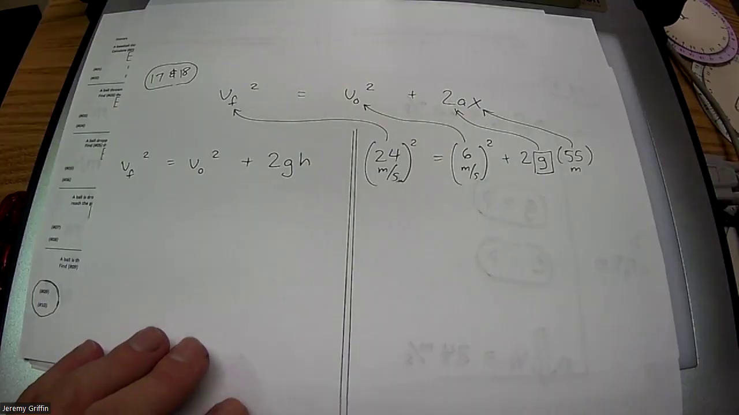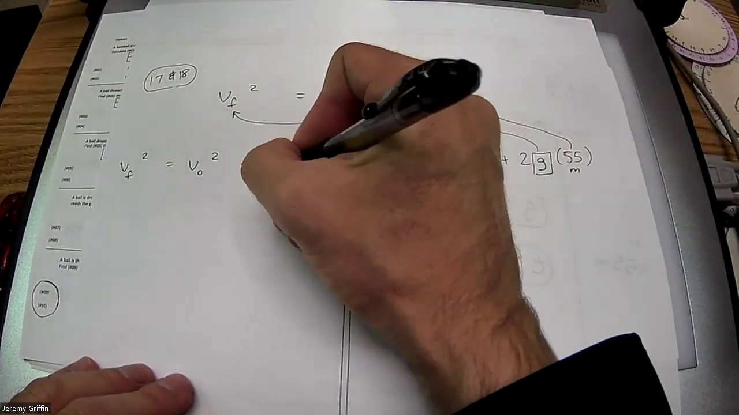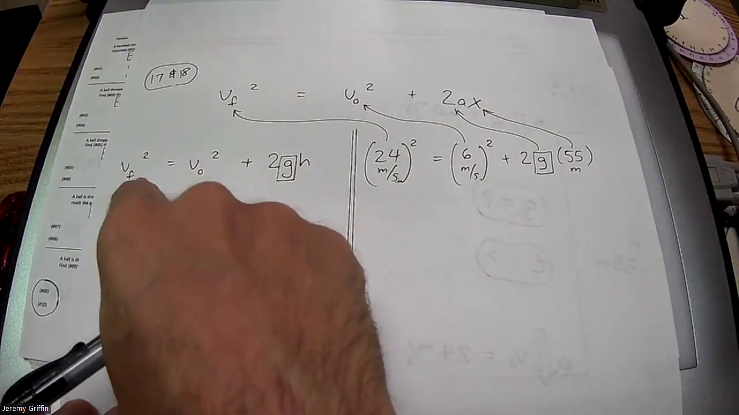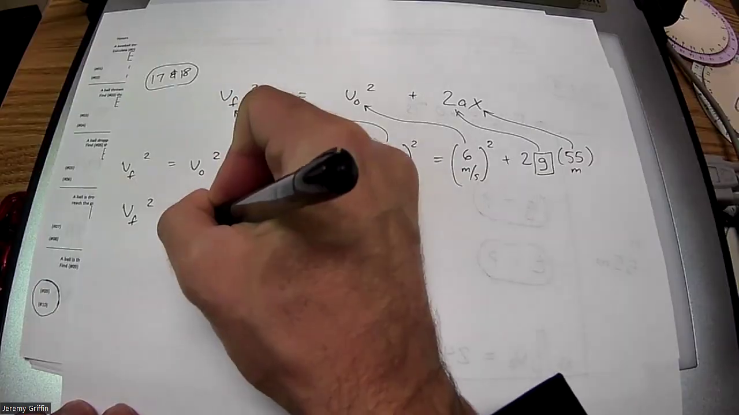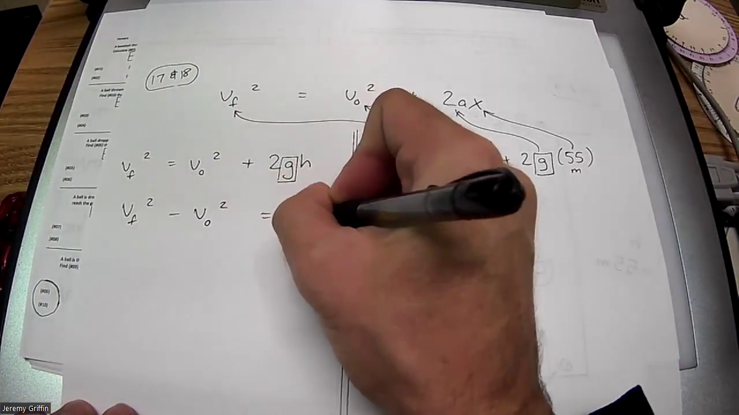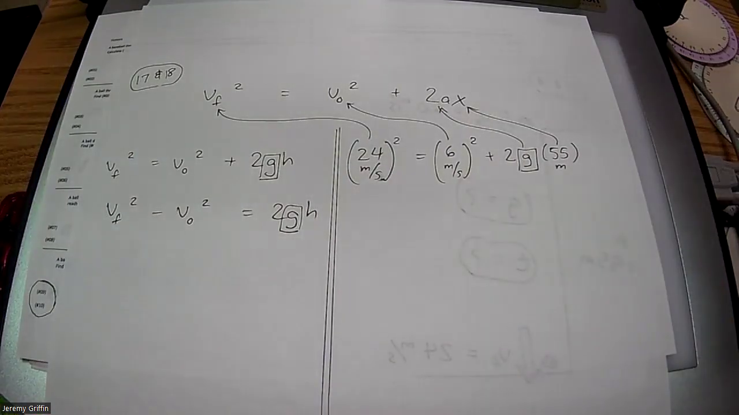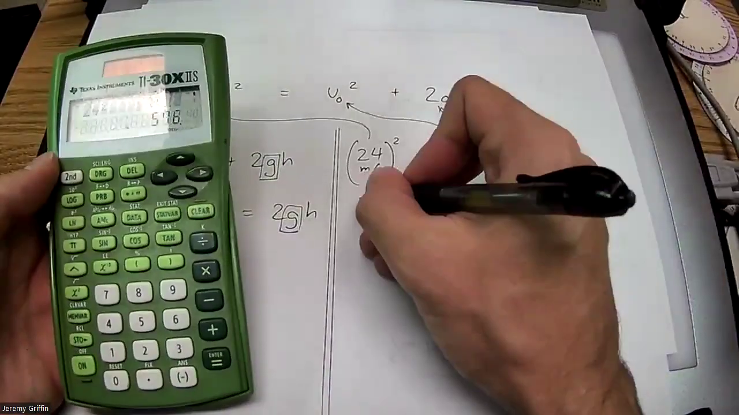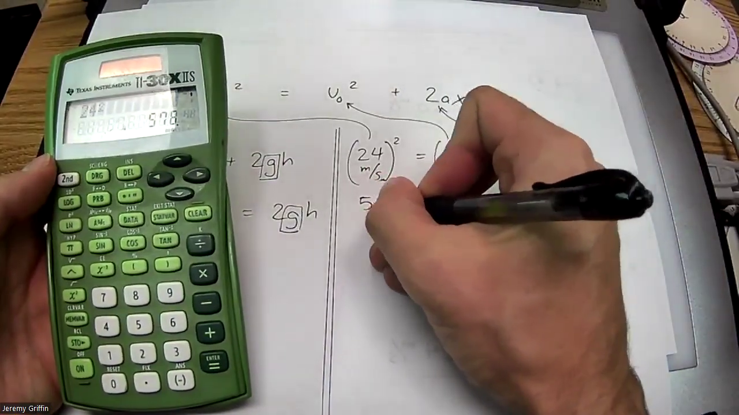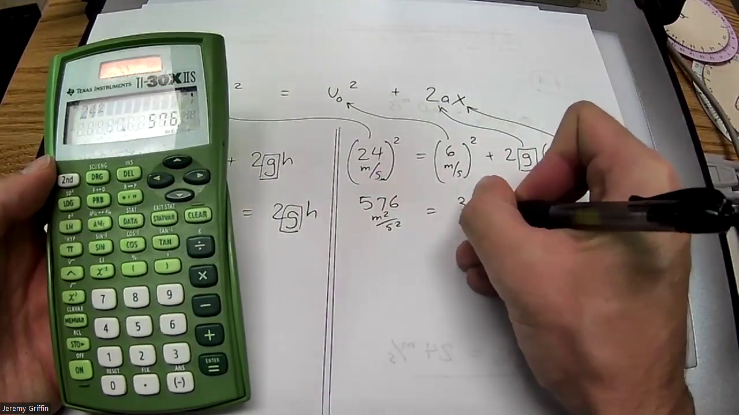Oh, there it goes. Guess it. All right, so in terms of variables, should I subtract the initial velocity squared over first? Vf squared minus v naught squared equals 2gh. Right. And then with the numbers, maybe I should multiply this out. 24 squared is 576 and some crazy units. 6 squared is 36 and crazy units.